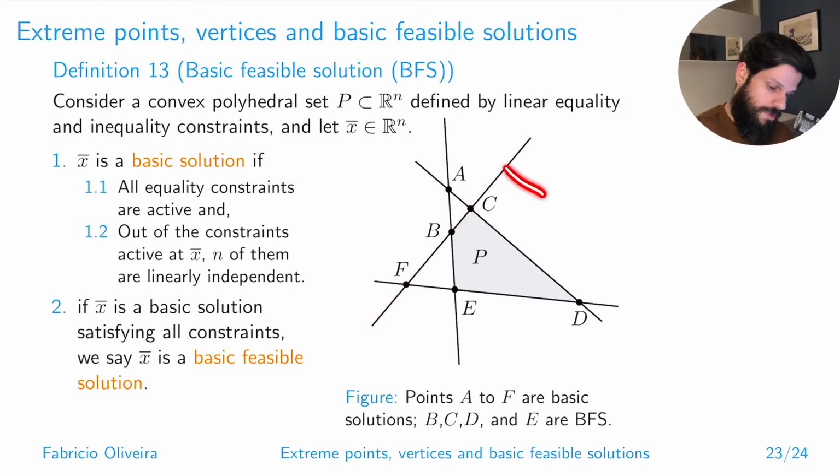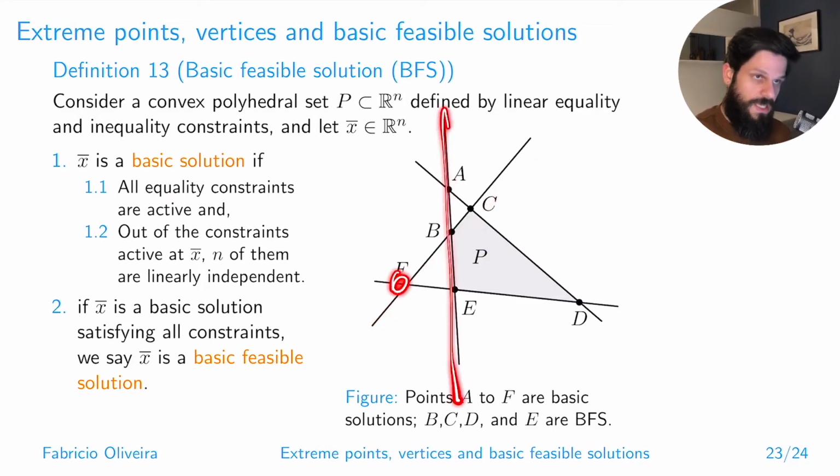Because this constraint is probably saying I want things in that direction, because that's how I form my polyhedral set P. So this is not satisfying this constraint for sure. Just like F is not satisfying this constraint. So they are basic solutions, but they are not basic feasible solutions. So the basic feasible solutions in this picture are A, B, C, D, and E. These are the good stuff, the potential candidates for optimal, supposing that this is a feasible region for our LP.